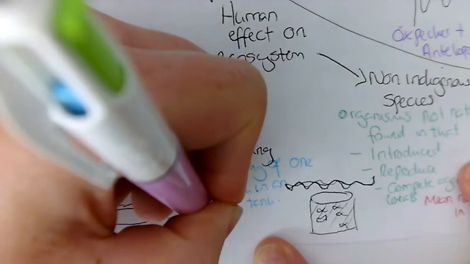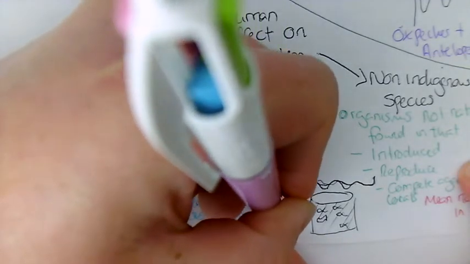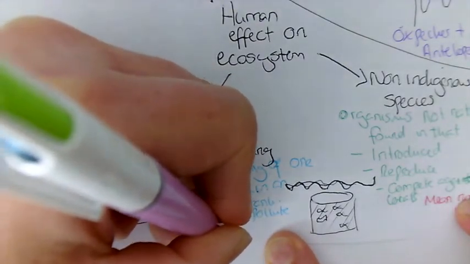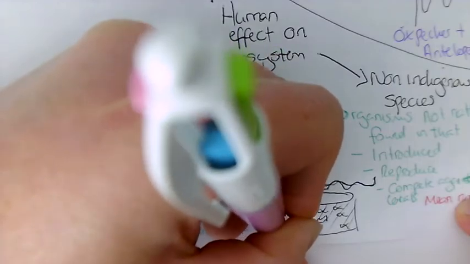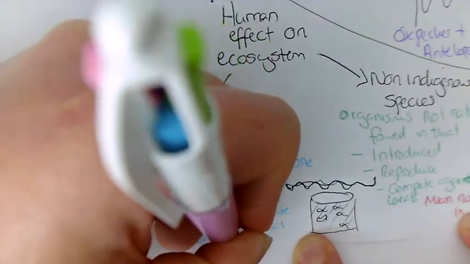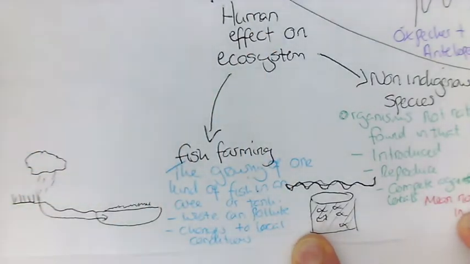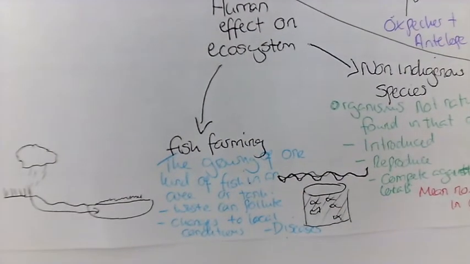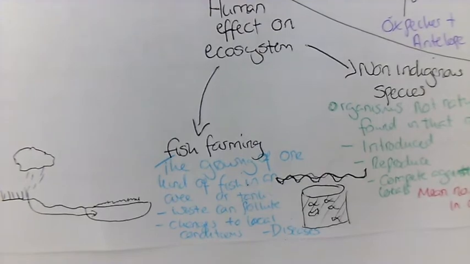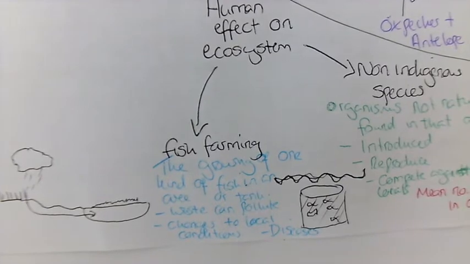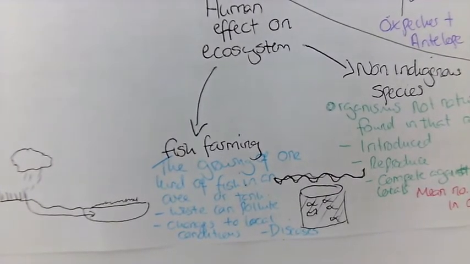Problems: waste can pollute, changes to local conditions, and the last one is diseases. So diseases spreading through the tank will actually kill off all the fish. Diseases spreading outside the tank will kill off the other local fish in the area.